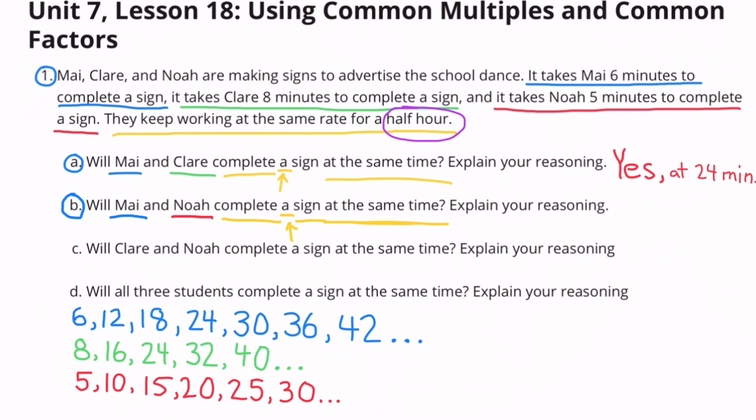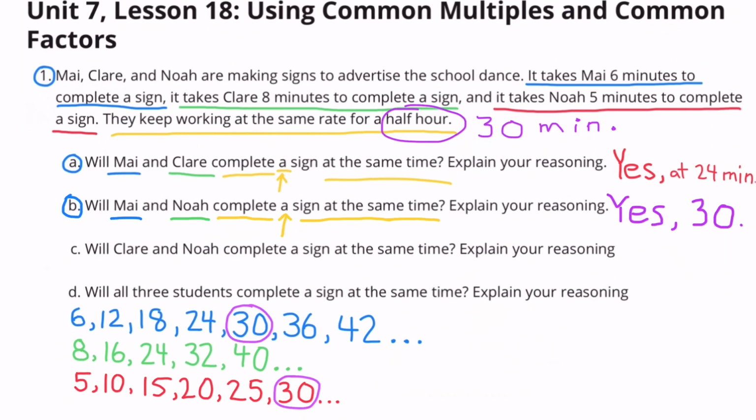B. Will Mai and Noah complete a sign at the same time? Explain your reasoning. Mai's multiples are still 6, 12, 18, 24, 30, and so on. I mistakenly underlined Noah's name in green. I should have underlined Noah with red.